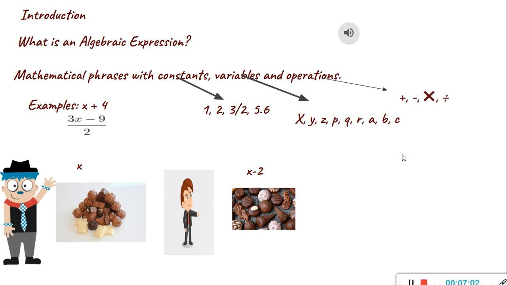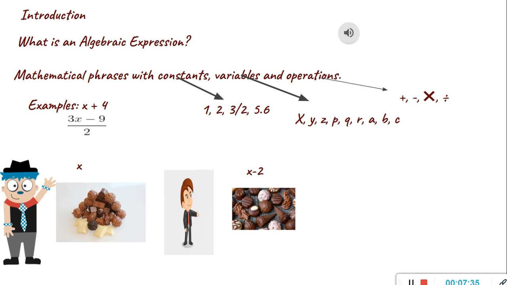Let's look at some more examples. 3x minus 9 upon 2. Is this an expression? Yes, it has a constant. It has a variable. It also has operations like minus and division, isn't it? Now 10x. What do you think about it? Is this an expression? Yes, this is also a combination of variable, constant and operation. 10x means 10 into x. 10 is a constant, x is a variable, into is an operation.